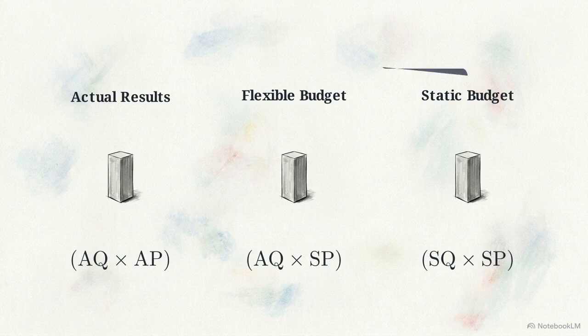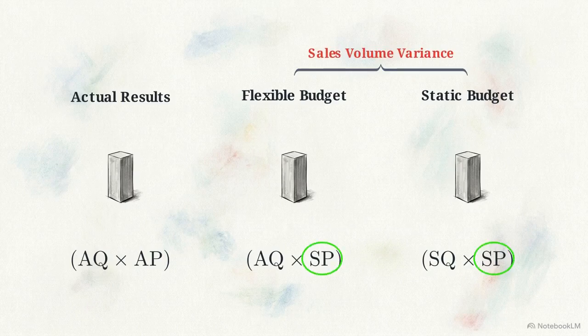The first derivative is the sales volume variance, found between the flexible and static columns. Because both budgets multiply by standard price, the price variable is held constant on both sides and is mathematically neutralized. The only remaining difference is the quantity, actual volume versus planned volume. This variance isolates the specific financial penalty caused purely by forecasting errors in sales.